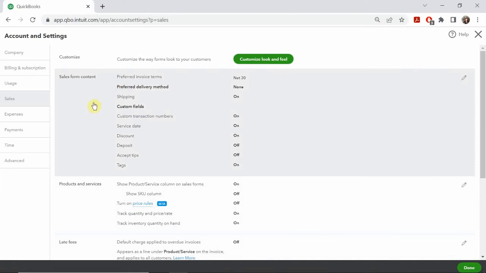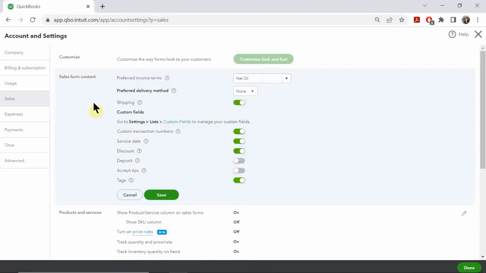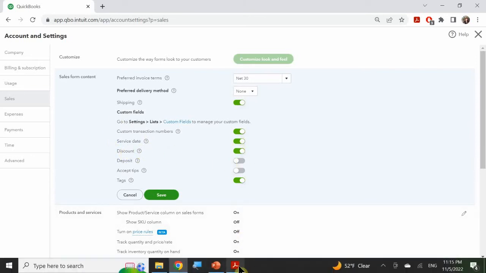So let's go into the section here. What's going to be on our sales form? Again, we were talking about setting up our terms to be net 30. No delivery method. Shipping is on already. Custom fields, which we already have on. Let's see what you want to have here. Custom transaction number is on already. We have service date that is on.